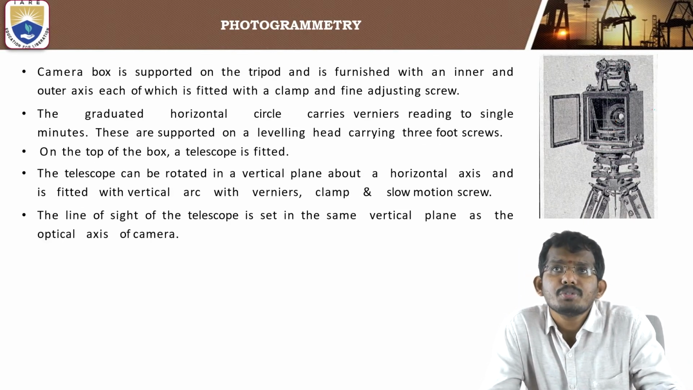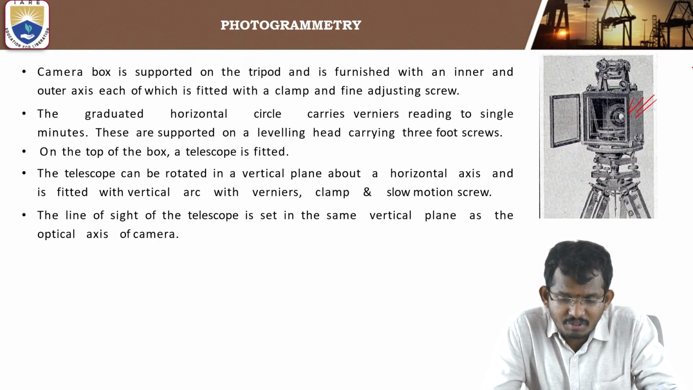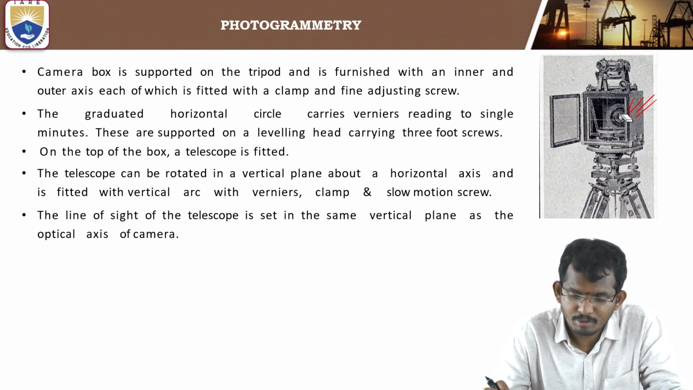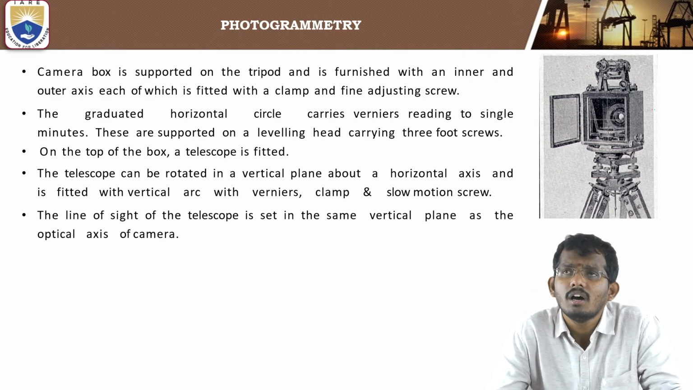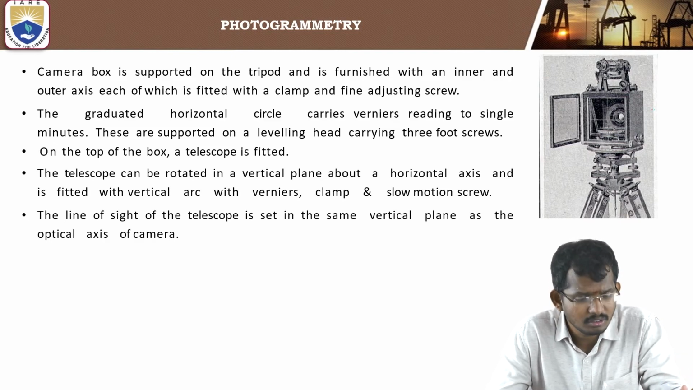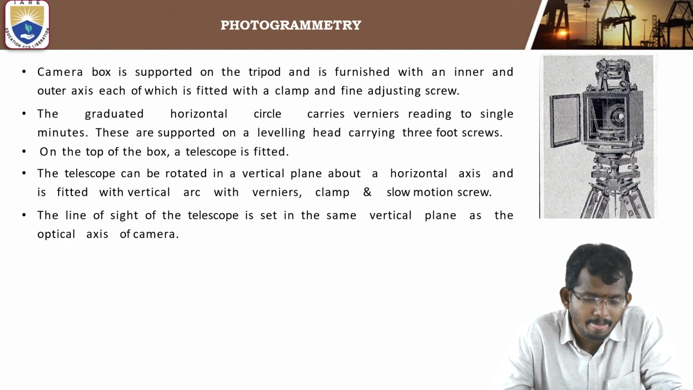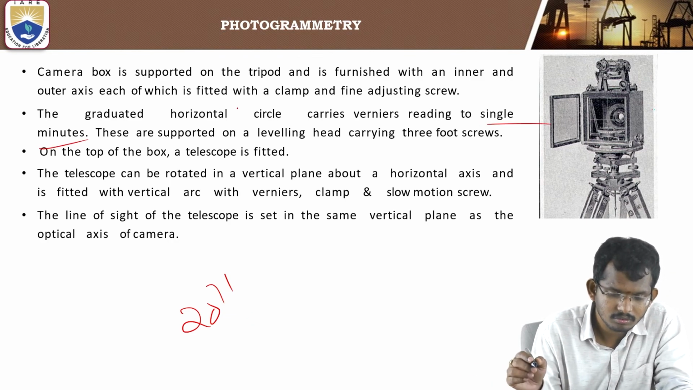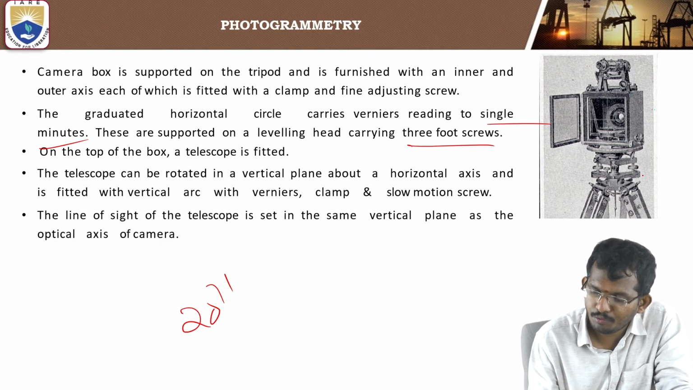This camera box is supported on a tripod and furnished with an inner and outer axis, each of which is fitted with a clamp of fine adjusting screws. Like we have a clamp screw, upper clamp screw, lower clamp screw, upper tangent screw, lower tangent screw, the same screws are there in your photo theodolite. The graduated horizontal circle carries vernier readings to a single minute. Here the least count is a single minute. This is supported on a leveling head carrying 3 foot screws. Just now I explained about 3 foot screws.